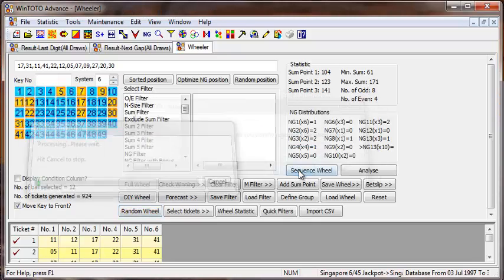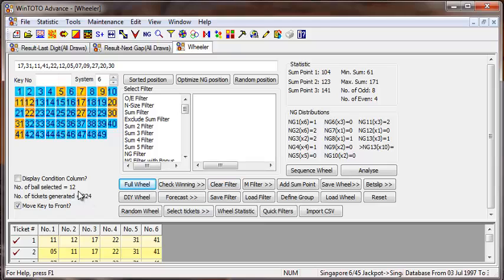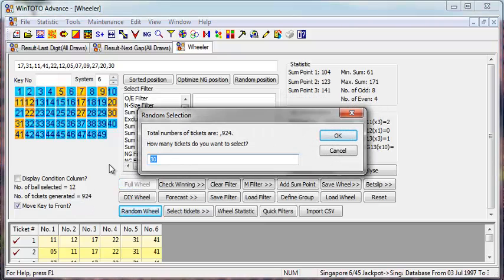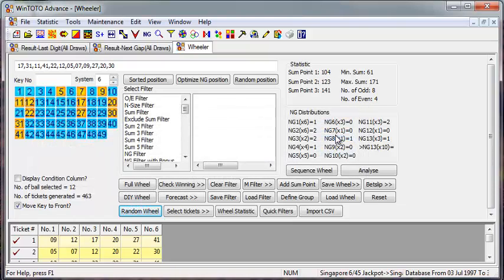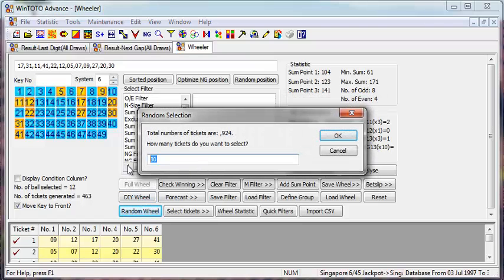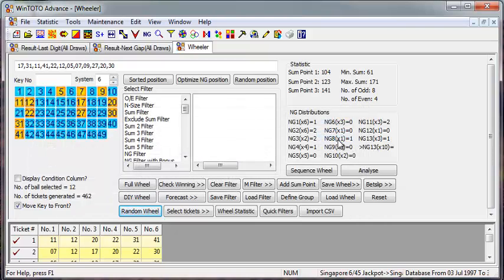All you need to do is go to the random view. Of course, if you go on the full view, it's different. It will cost you $924. But on random view, you can pick 462 numbers out of the 924. So if you want to go on random view, you can say I use half. That means this is what I used to buy.